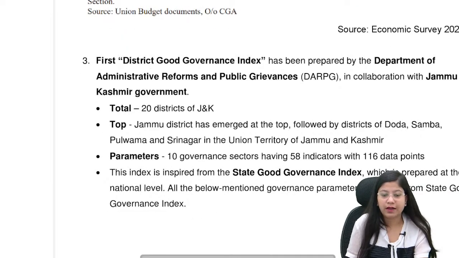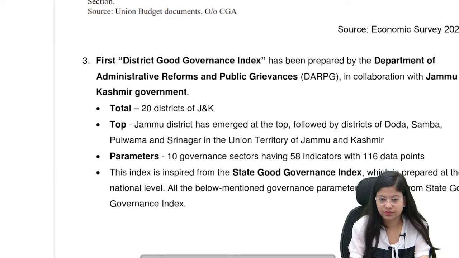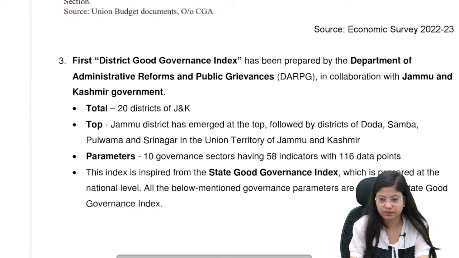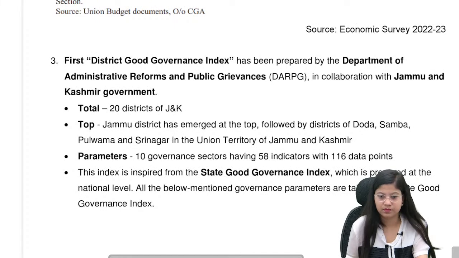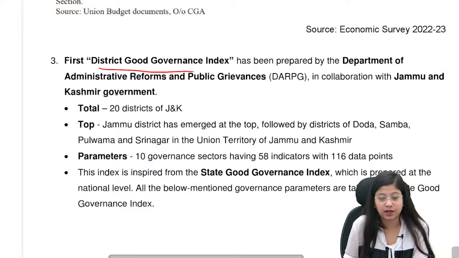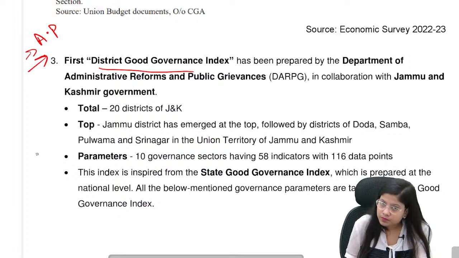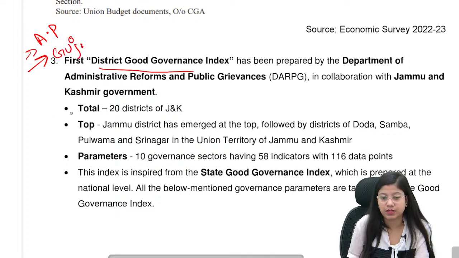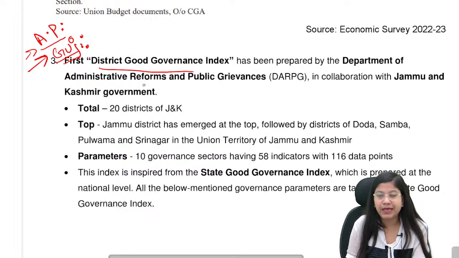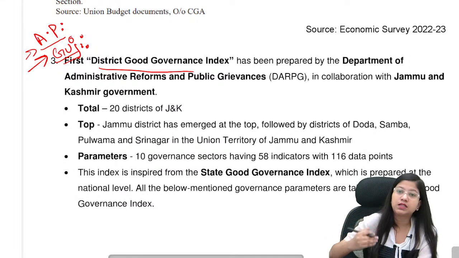Okay, so we have the first district good governance index of the Jammu Kashmir Union Territory. Before going into the depths, let me tell you that Arunachal Pradesh has also released its district good governance index, and Gujarat has also released. Now your task is to quickly tell me how many districts there are in Arunachal Pradesh and how many in Gujarat, because Gujarat, Arunachal Pradesh, and Jammu Kashmir, these are the two states and one UT which have released their district good governance index.